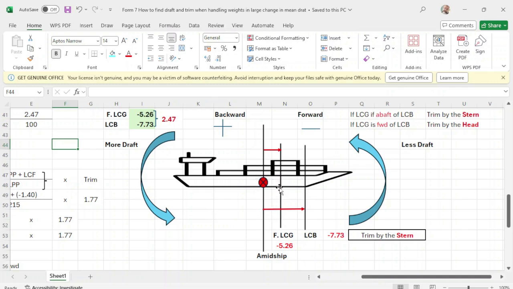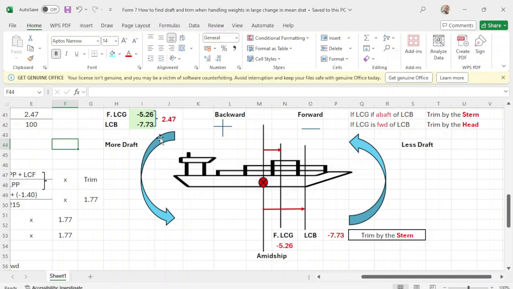Why? Because take note, the buoyancy force on this vertical line pushes the vessel upward. So it will turn counterclockwise. So this vessel's forward part will rise up. Since this will rise up, the other side will go down. It's like a seesaw. When this side goes up, the other side goes down.